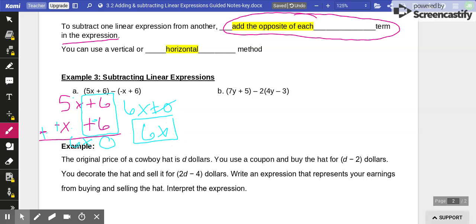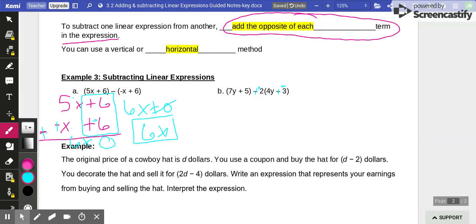Okay, let's take a look at B. This can be a different method. I'm going to show you a different method you can use to answer B. So I'm going to, just like we've done in the past, use my keep, change, change to change my subtraction signs first. So I'm going to change this subtraction sign right here, right by the 2, into add a negative. That should be a negative. And then I'm going to do the same thing for everything inside the parentheses.